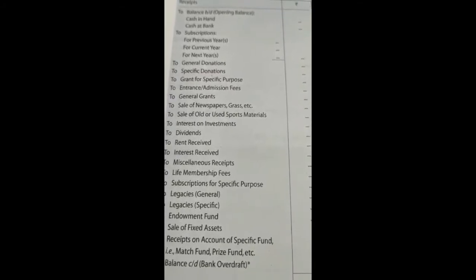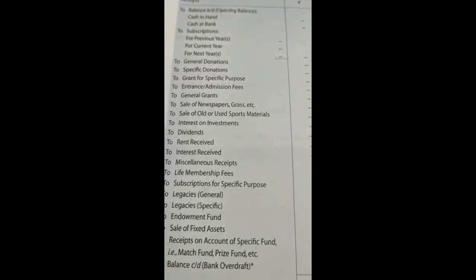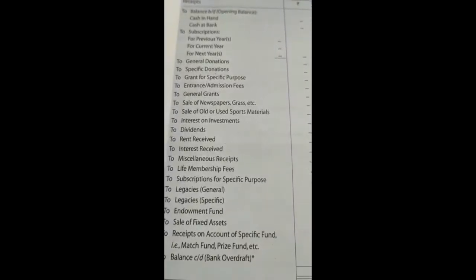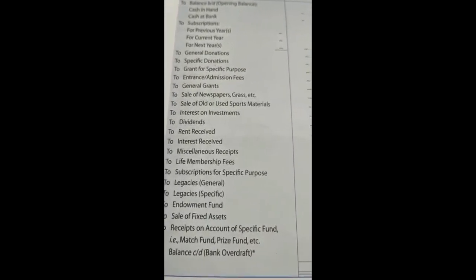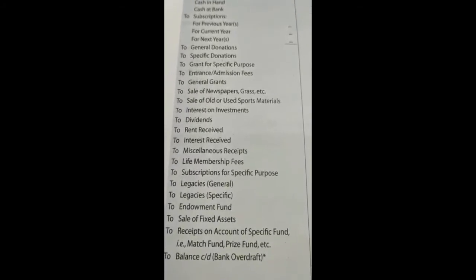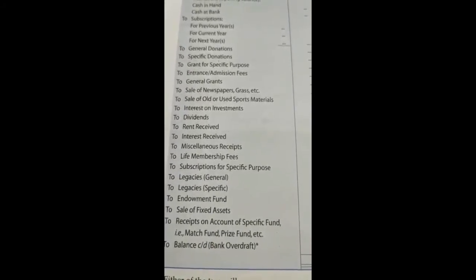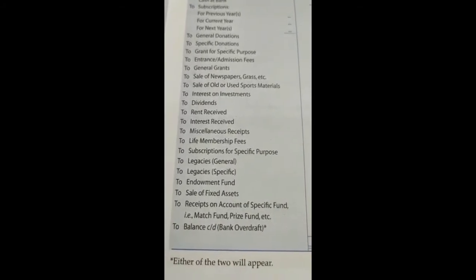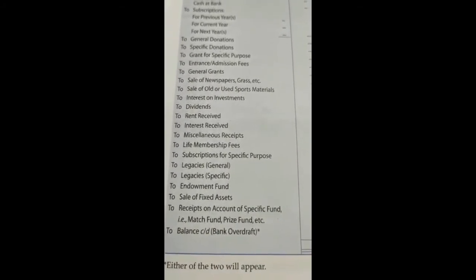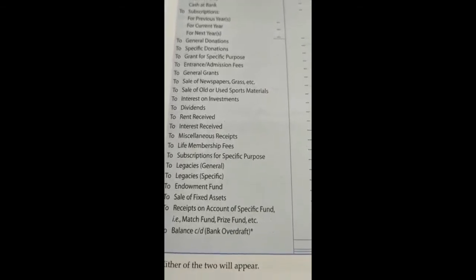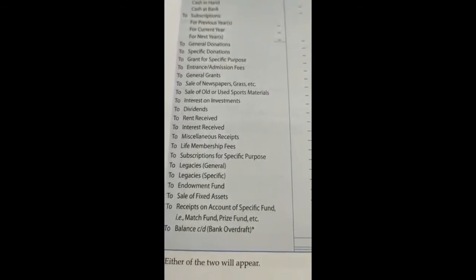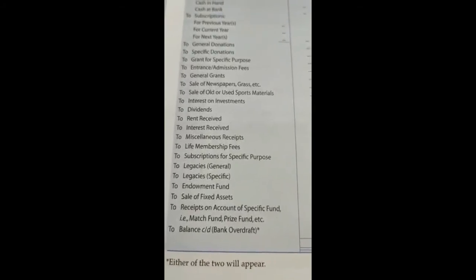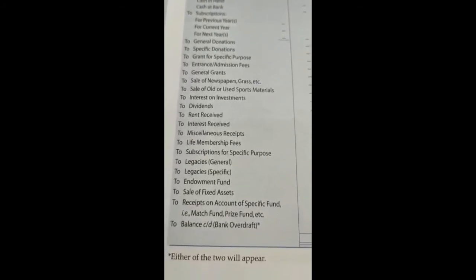Many organizations give their hall for marriages or grounds for any events on rent, and on which they receive the rent, so that rent is a receipt for the non-profit organization. Then again, interest received. So if the money is kept in the bank or FD, on which the interest is received by the NPO, so that becomes the receipt. Then miscellaneous receipt, receipt through any other purpose, any other form, so that becomes the receipt.